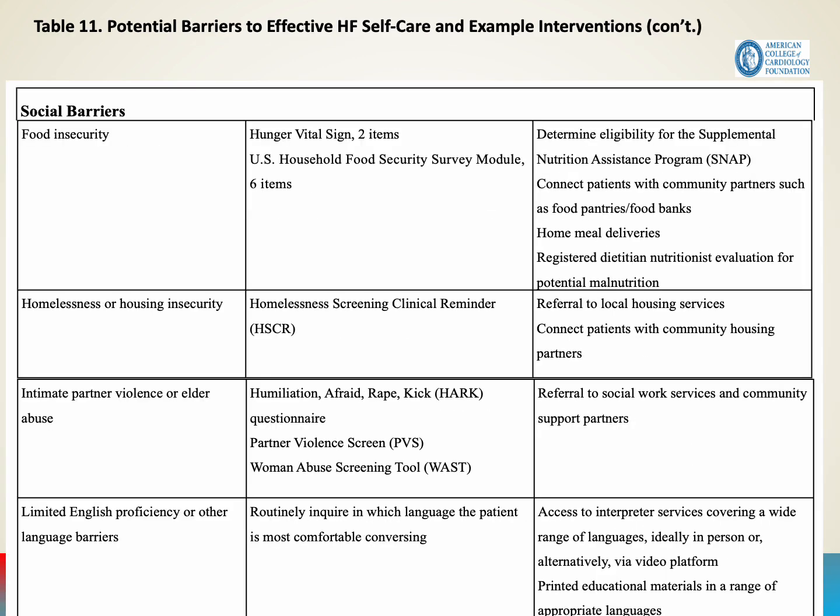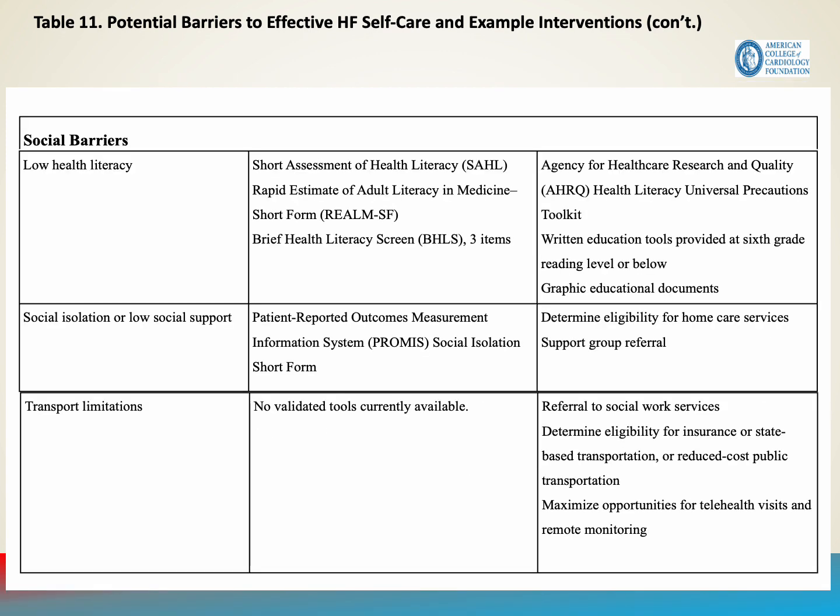They talk about food insecurity, homelessness, whether there's some question of elder abuse or partner violence for that patient, what their language and healthcare proficiency is, what their health literacy is, their social isolation, whether they have social supports, whether they have transportation limitations. All of those are going to affect the ability of that individual to really adhere to these guideline-directed and goal-directed regimens.